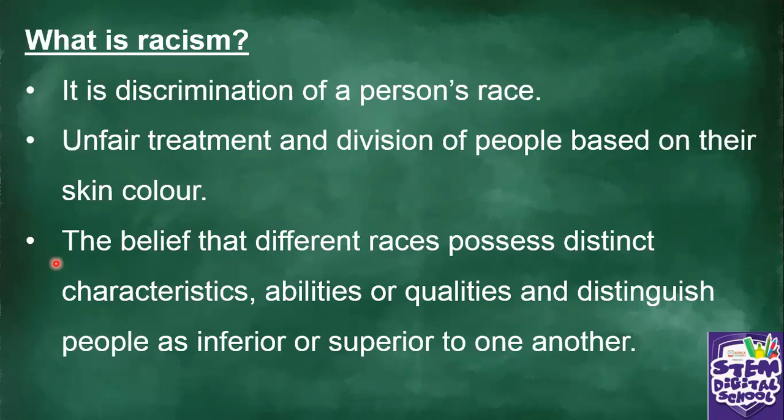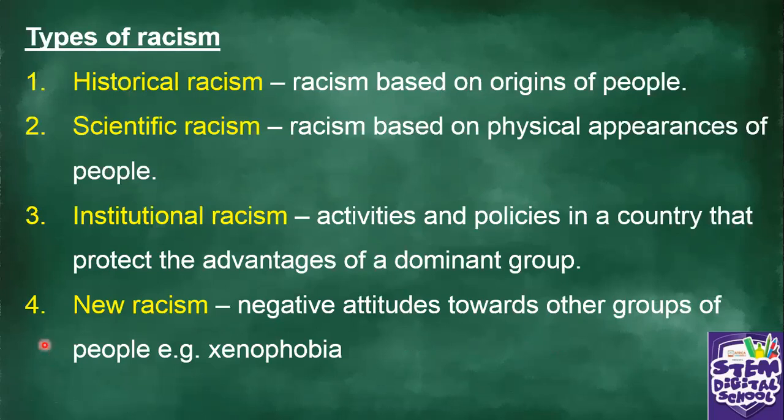So racism is a certain belief that other people are better than other people because of their skin color. So there's unfair treatment of those people. A division is made among people because of their skin color. That is what is called racism. Now, there are many types of racism. We're going to look at these four.